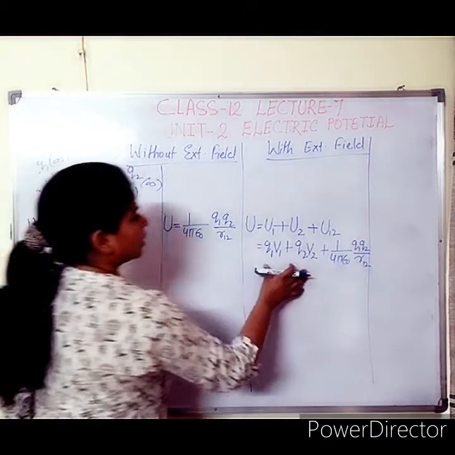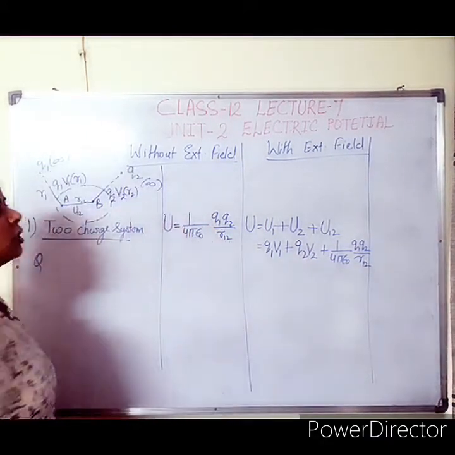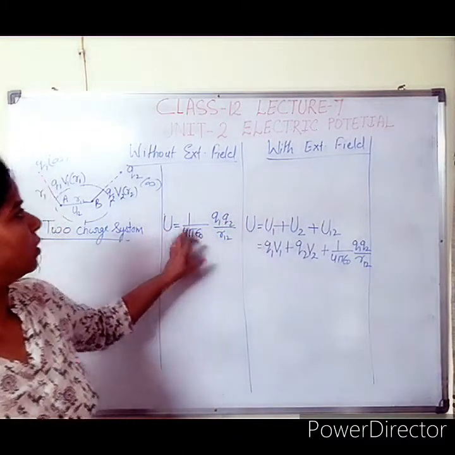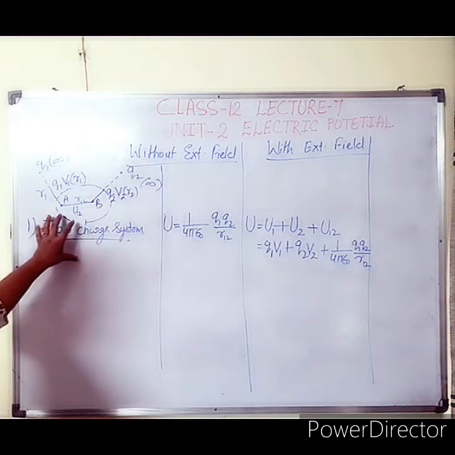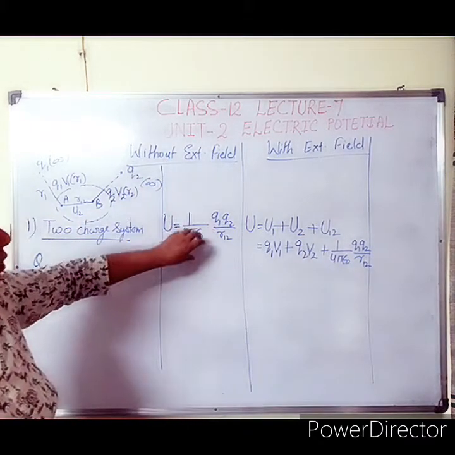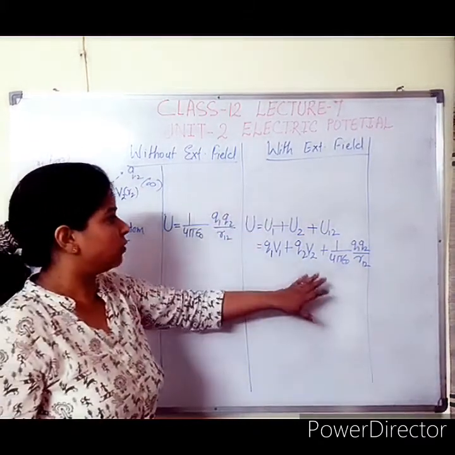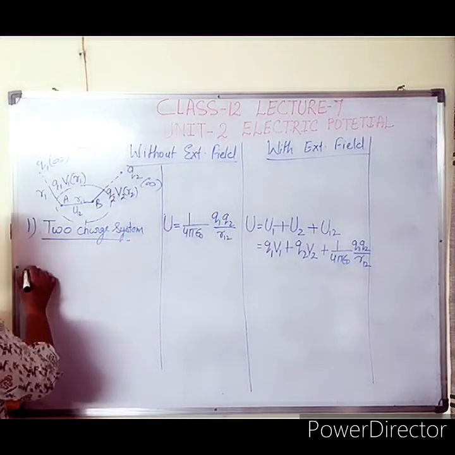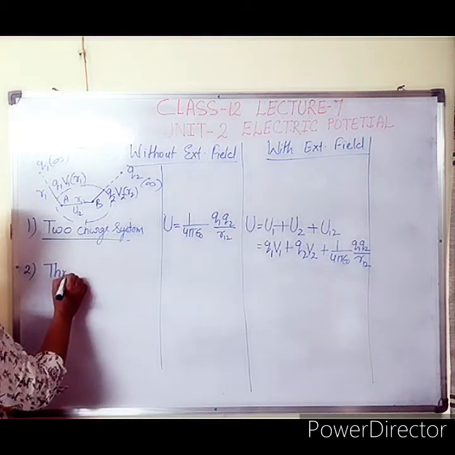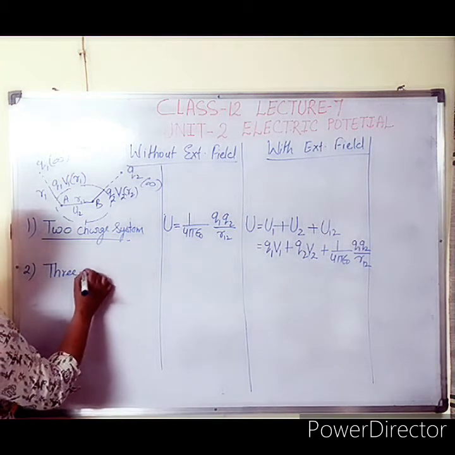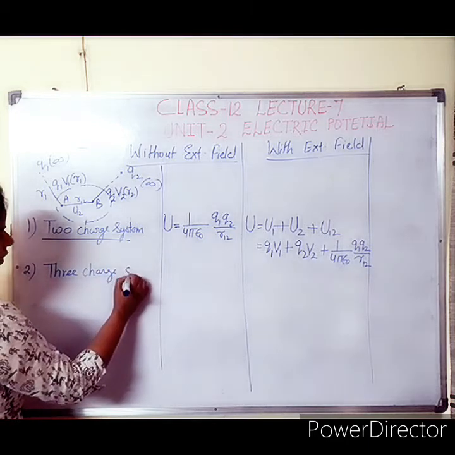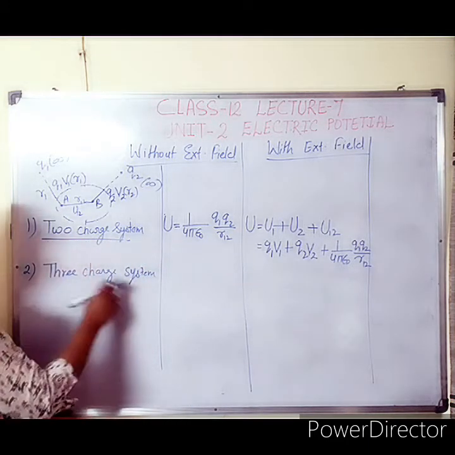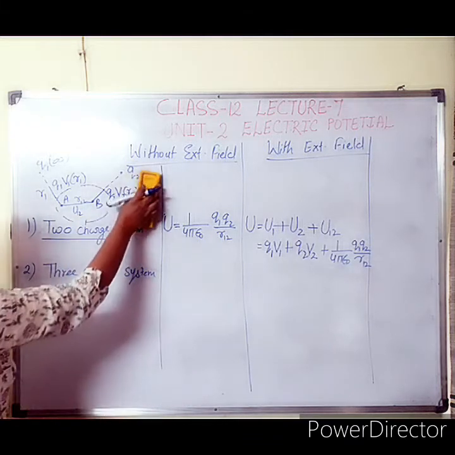So this one is the formula for potential energy with external field. So you can see the difference in the two formulas. Without external field, for the two charge system, this is the result, and with external field, this one is the result. Again, for the three charge system, now this is just like a game for you. We can write easily. For the three charge system, we will take the three charge case.